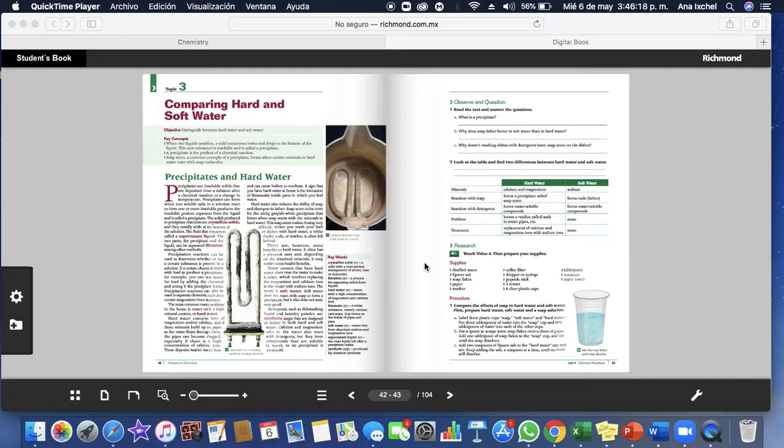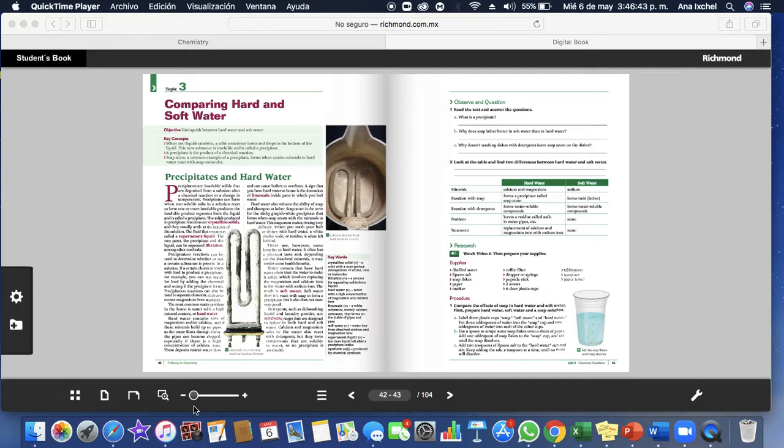This is the teacher Miguel, and today we are going to talk about comparing hard and soft water. And we are going to have a reading lesson. Let's start with the reading lesson, and after that, we are going to watch a video to better understand.